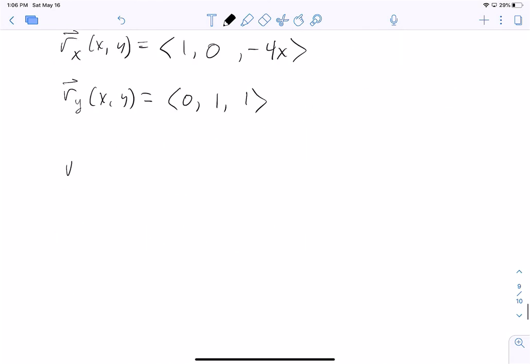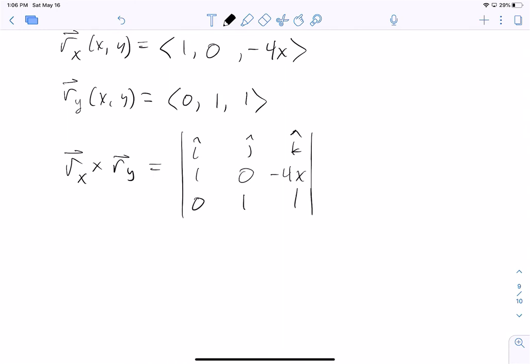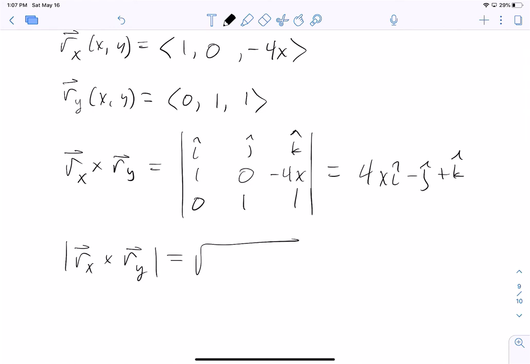So rx cross ry is equal to the determinant with i, j, k in the first row, second row 1, 0, negative 4x, and the third row 0, 1, 1. This gives us the vector 4x i minus j plus k. So the magnitude of the partial of r with respect to x cross the partial of r with respect to y is equal to the square root of 16x squared plus 2.